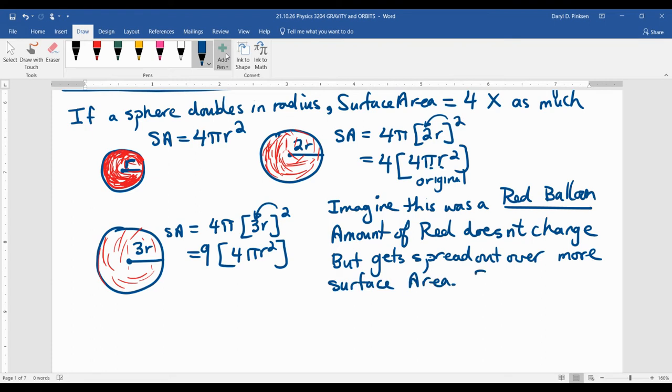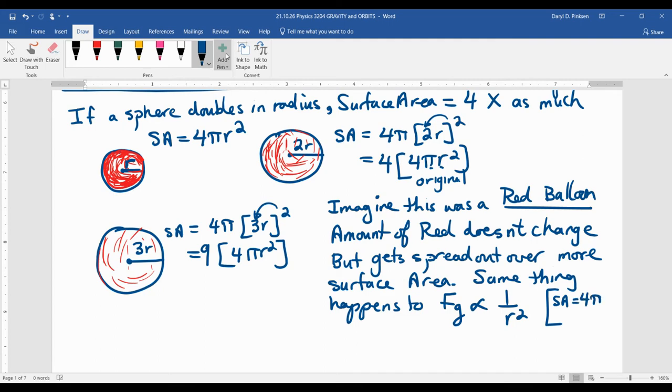And this is the same thing that happens with force. The same thing happens to the force of gravity. It's proportional to 1 over r squared because the surface area is proportional to r squared. That's the reason.